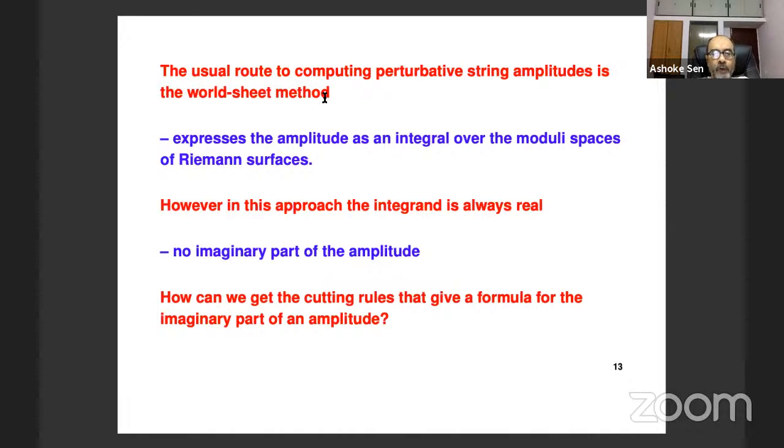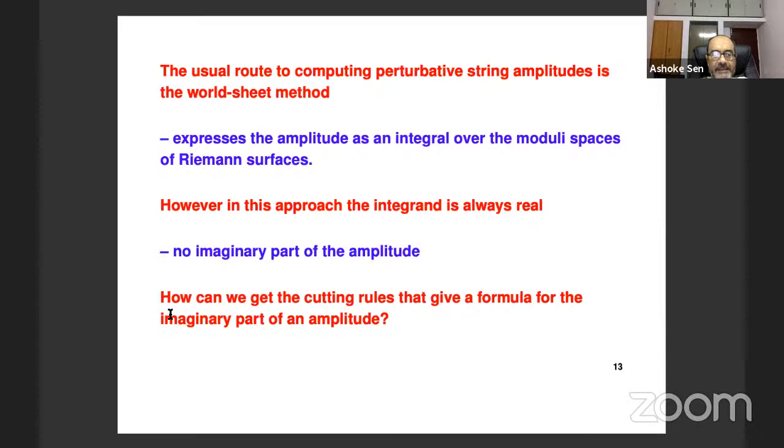So the usual route for computing perturbative string amplitudes is the worldsheet method. And the worldsheet method essentially expresses the amplitude as an integral over the moduli spaces of Riemann surfaces. But in this approach, what one finds is that the integrand is always real. So the amplitude really has no imaginary part.